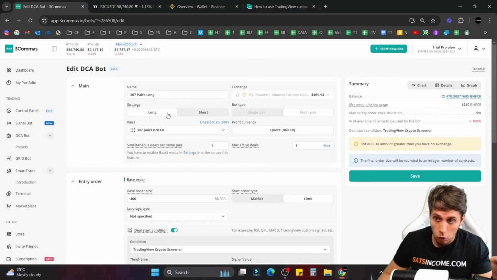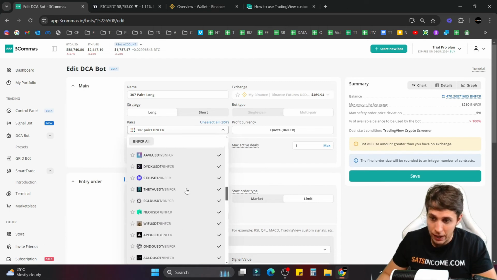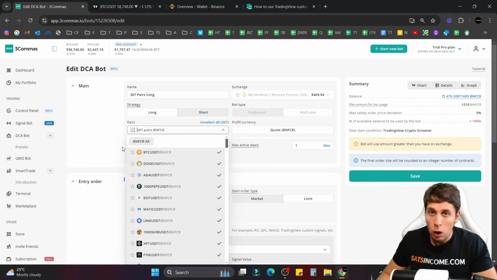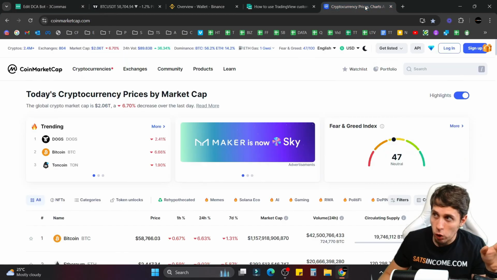100 pairs for a long bot, 100 pairs for a short bot. So how do you do that? You have to actually get rid of 200 pairs here. How do you choose which pairs you have to get rid of? Well, ideally, you would have separate bots for the separate types of cryptocurrencies. Let me show you what I mean by that.